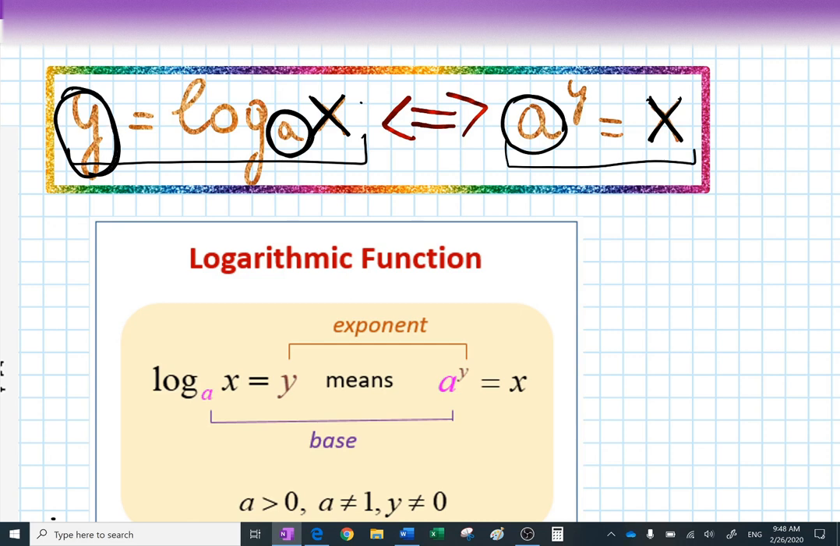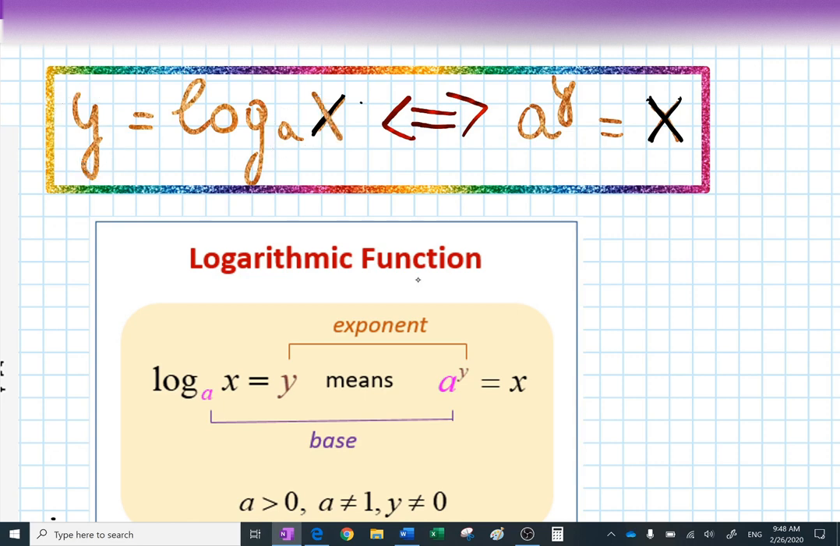y used to be the output. Now y will be the input. x used to be the input. Now x will be the isolated output. Make sense? It will take you some time to remember that, but not too bad. I will just remember base and the base. Base stays the base. a.